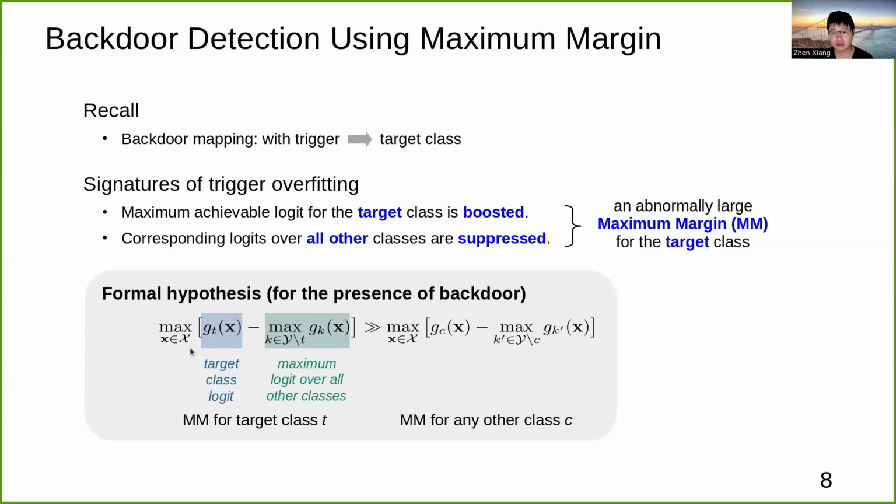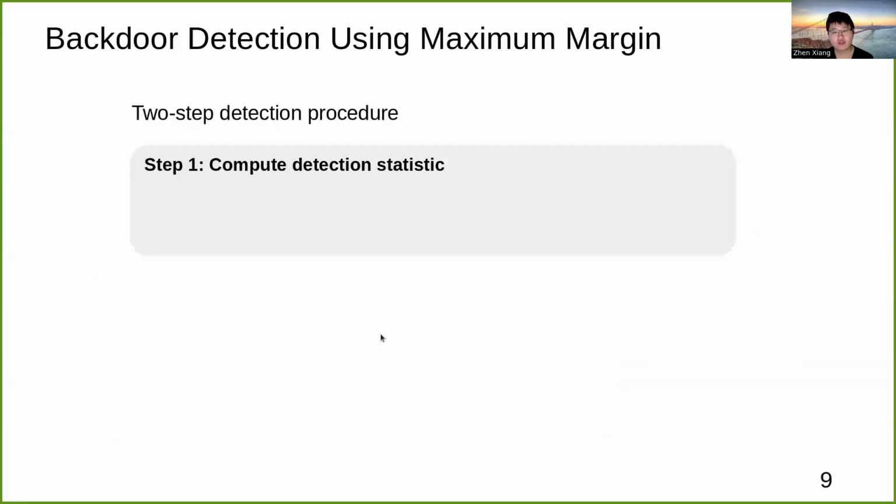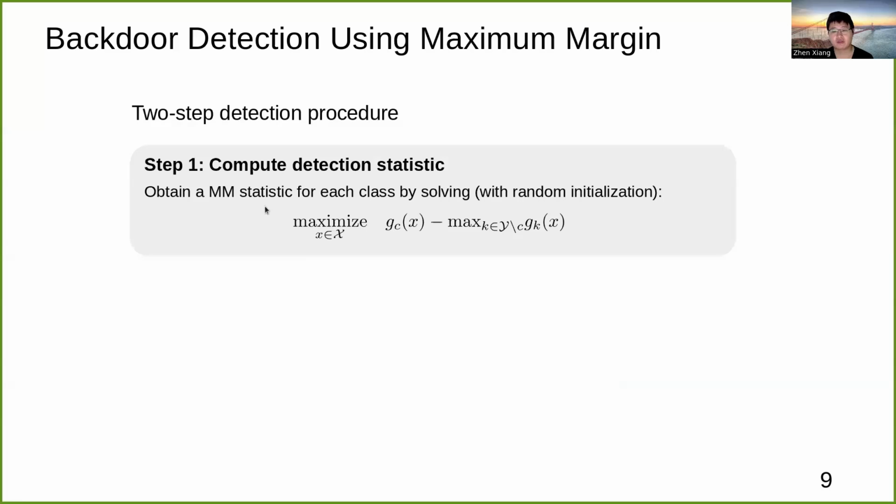You can observe that during the computation of max margin, we will not need any clean samples because our maximization is over the entire input space. And note that if there's a backdoor attack, we'll have the left-hand side be much larger than the right-hand side. And this will lead to our two-step detection procedure. In the first step, we compute a max margin statistic for each class by solving the following problem with some random initialization, for example, some random noise in the input space. And again, we do not need any benign samples to compute max margin or for the rest of the detection procedure.